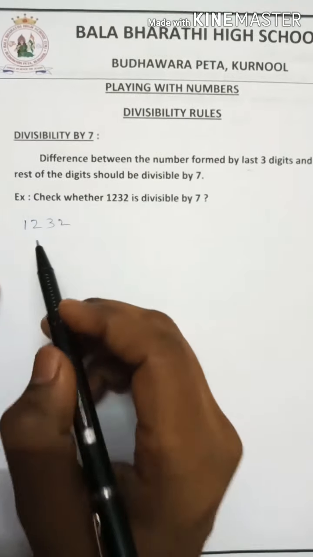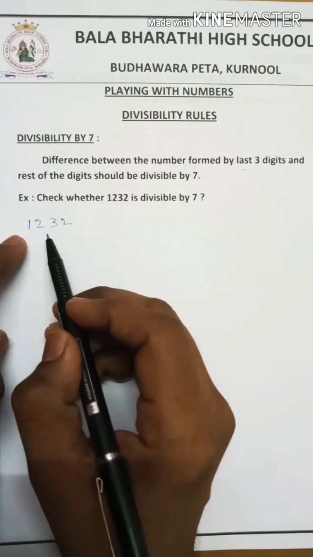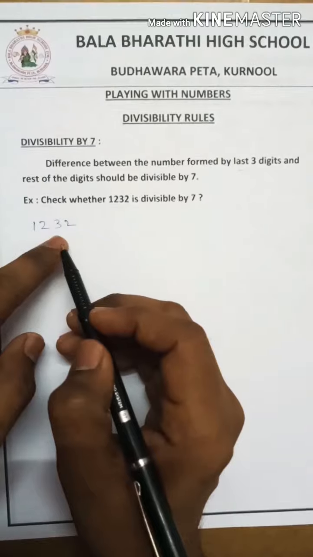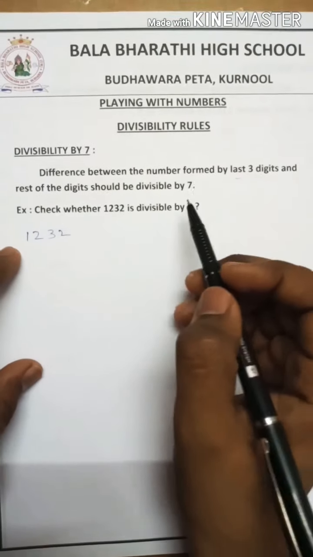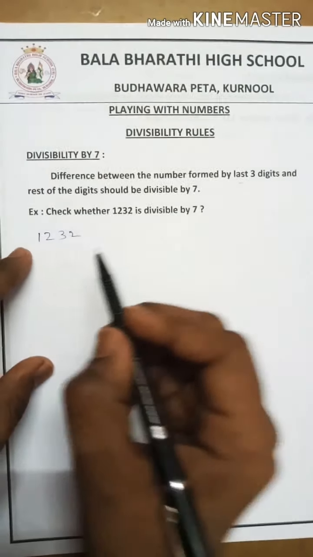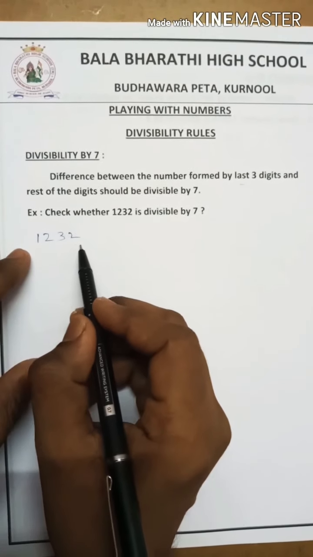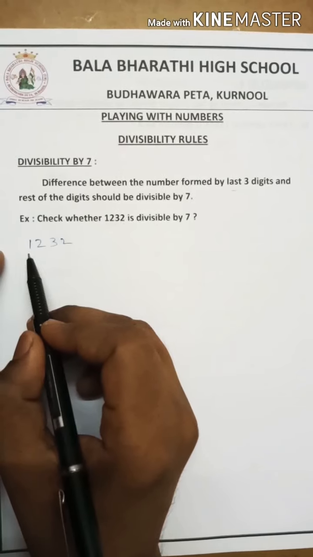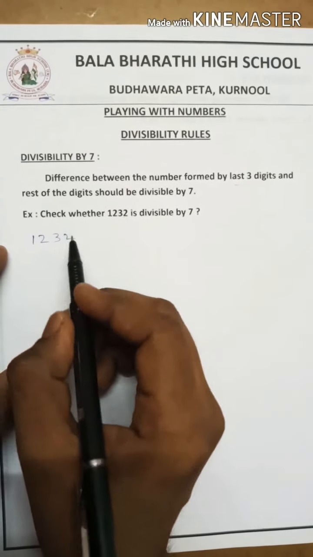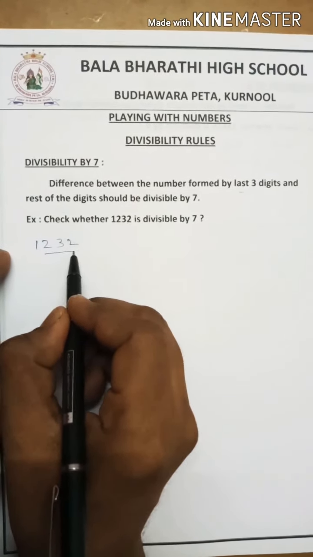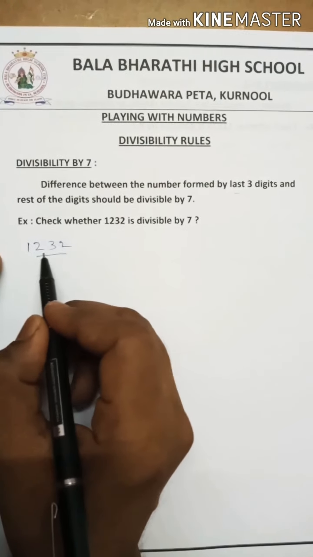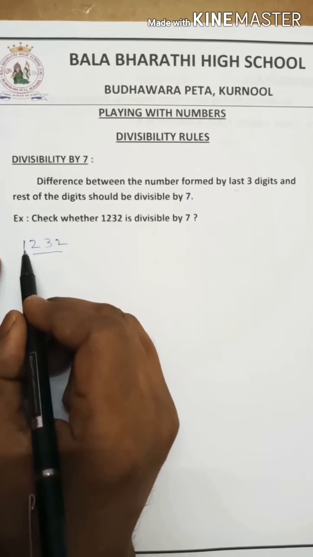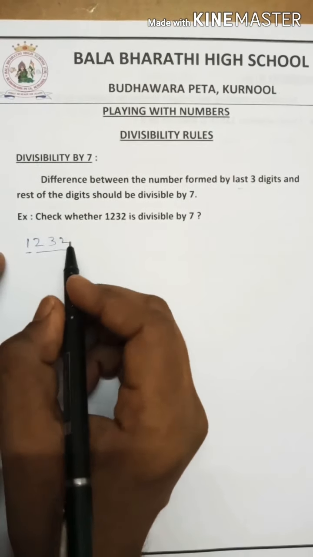1232. So if you observe carefully, in this number we have totally 4 digits, right? They are 1, 2, 3, 2. So according to our rule, we need to take the last 3 digits and subtract them from the remaining digits. Now in this case, the last 3 digits are 232. The remaining digit in this number is 1. So subtract this 1 from 232. Let us do it.